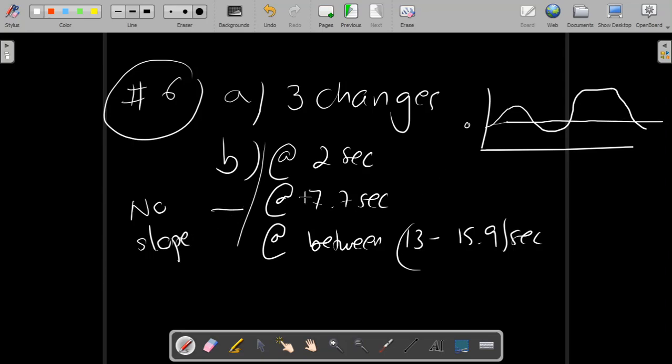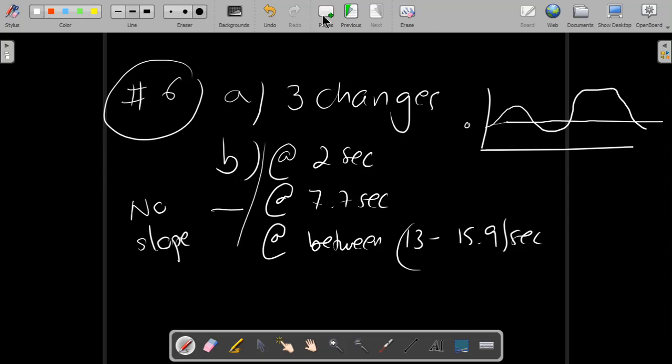And for no slopes, you just need to find where it has no slope. At 2 seconds, it plateaus right here. At 7.7, closer to 8, you have another no slope, it's flat. And then you went to another flat place up here between 13 and 15.9. That's what the answers mean when you look at the graph.